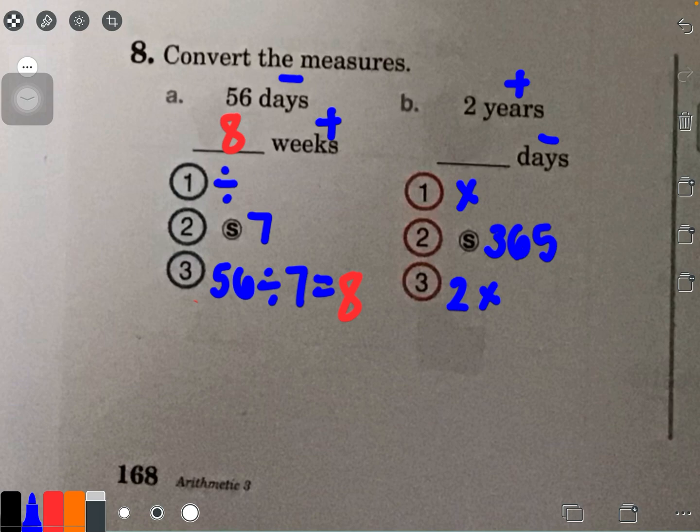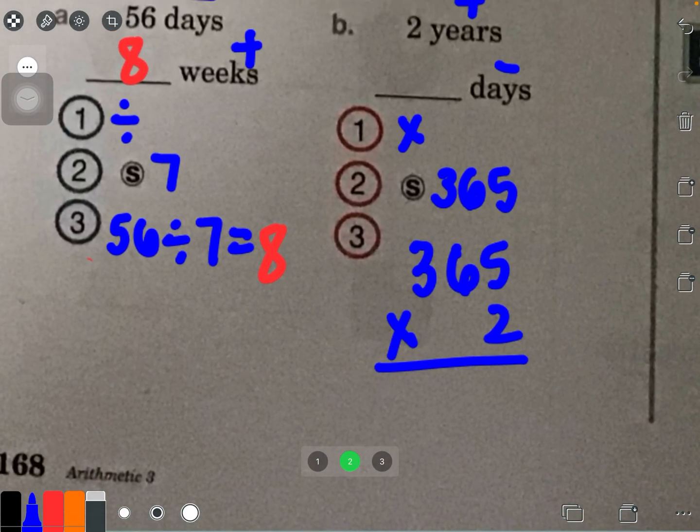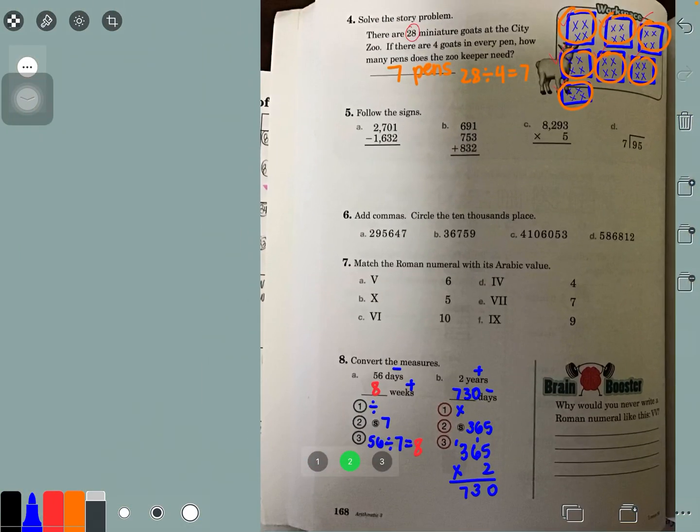So we've got 365 times 2. I need to rewrite this now because I want to write it up and down because I like that better. So you can pause the video to try this on your own. 365 times 2. Okay. All right, so 5 times 2 is 10. 6 times 2 is 12, plus 1 is 13. 3 times 2 is 6, plus 1 is 7. So it's going to take 730 days for 2 years. Oh my. Right?